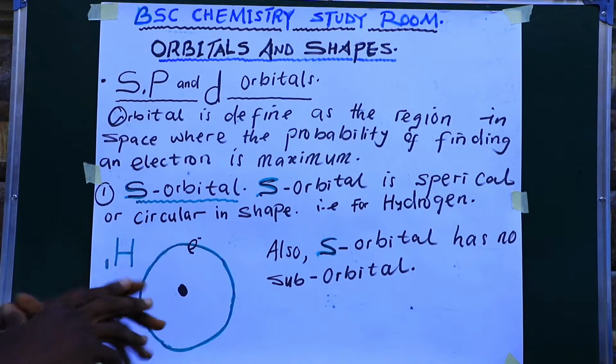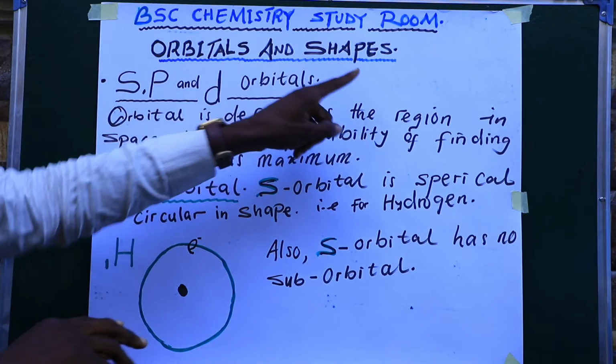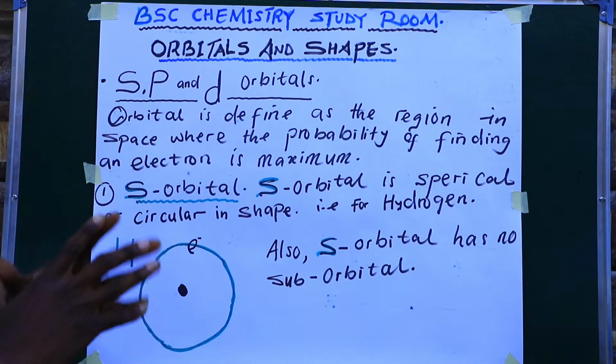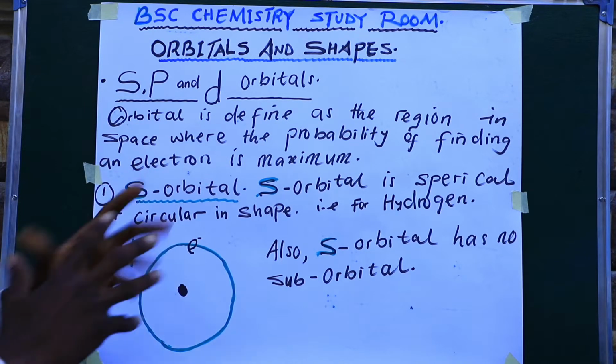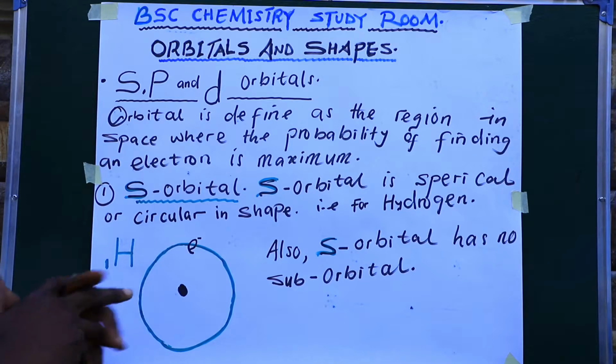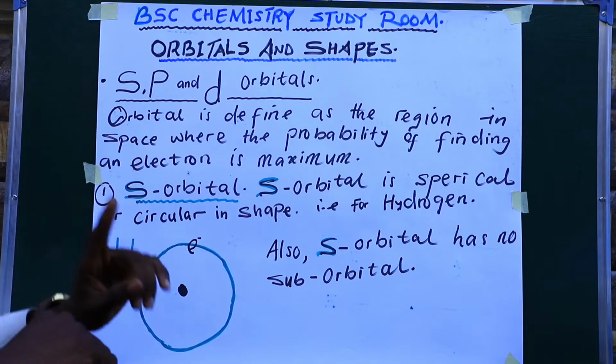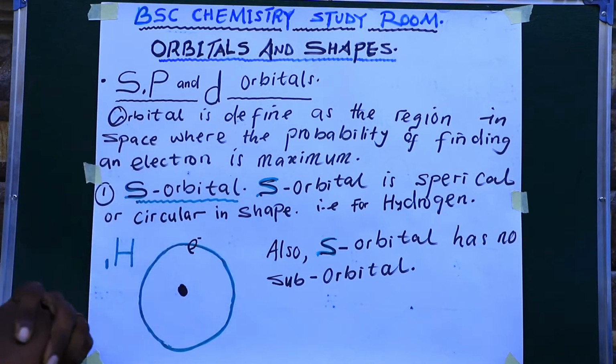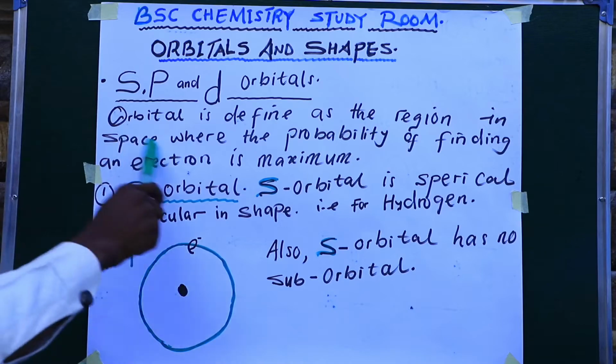Today in this video, we are going to discuss orbitals and shapes. Orbitals and shapes are very easy and simple. We have four different types of orbitals: S orbital, P orbital, D orbital, and F orbital. In this video, we are going to discuss the S, P, and D orbitals.